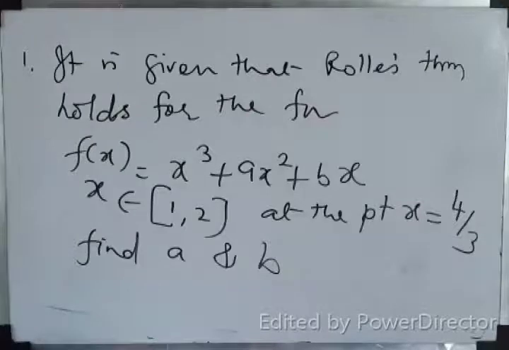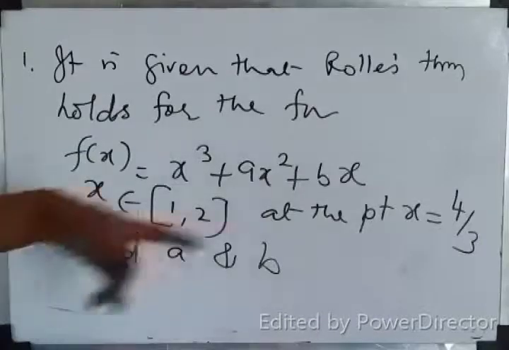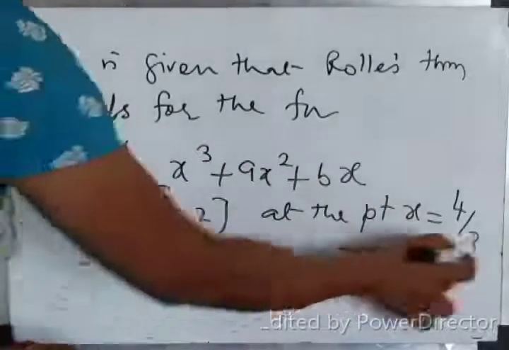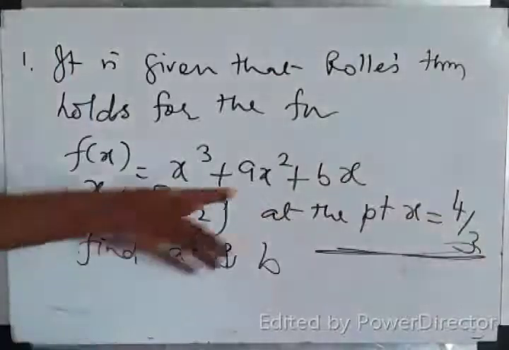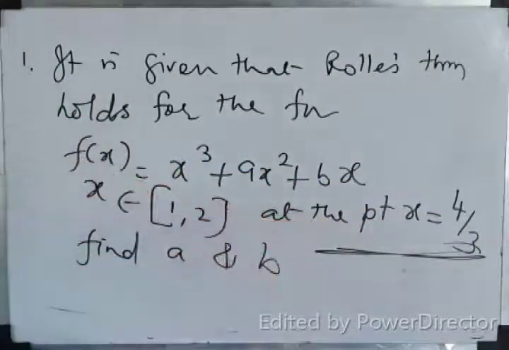Find a and b. It is given that Rolle's theorem holds for the function f of x equal to x cube plus ax square plus bx, where x belongs to closed interval [1, 2]. At the point x equal to 4 by 3, what's the meaning? At that point the tangent is parallel to the x-axis. That is, Rolle's theorem is satisfied for the function. Just find a and b.